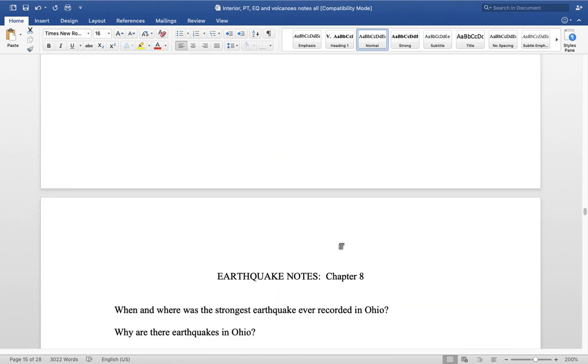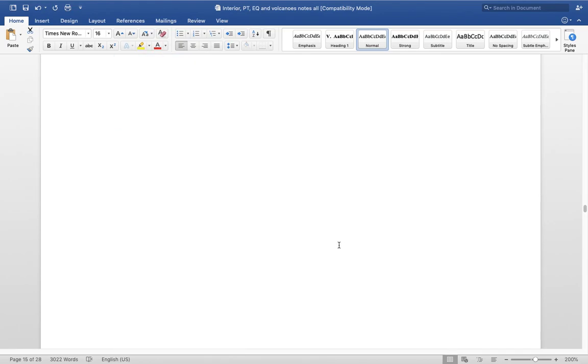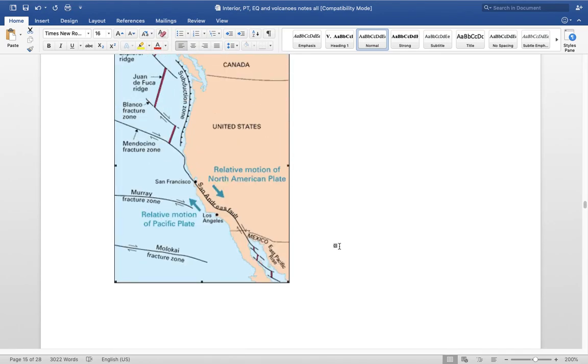Okay? So that is it for plate tectonics for now, and then we're going to come back and we're going to spend some time here.